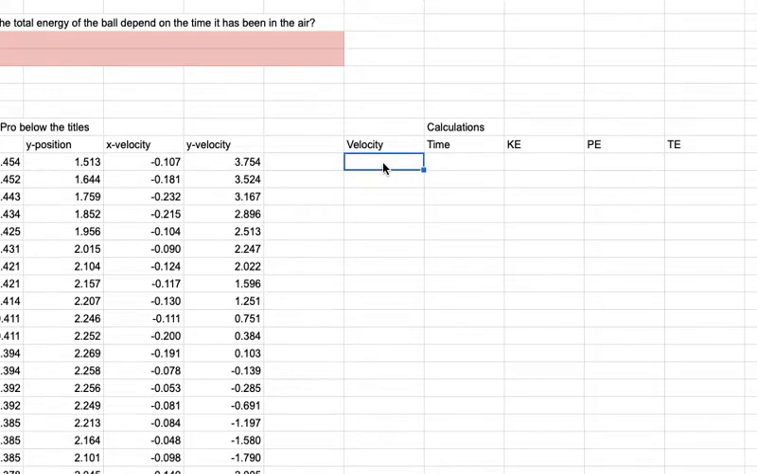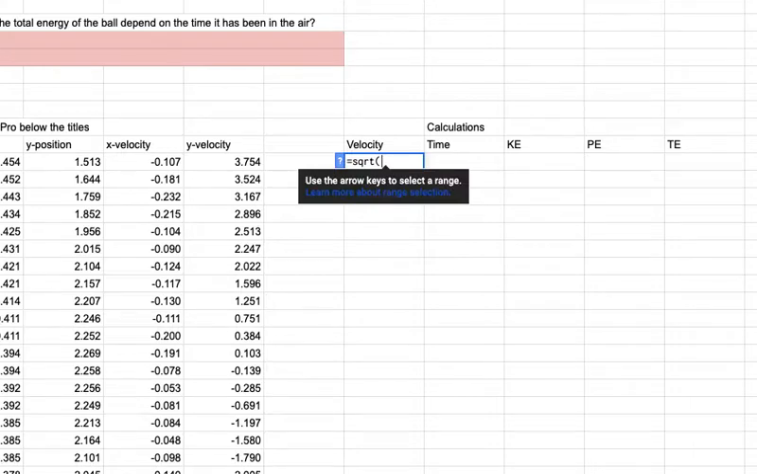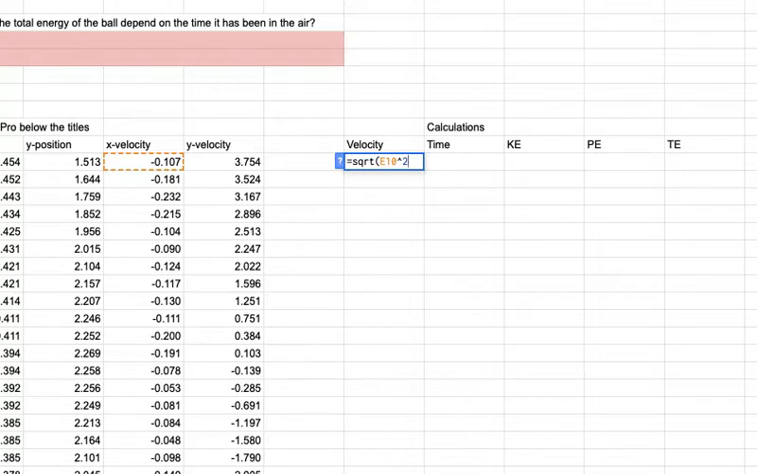So the total velocity is going to equal the square root, I'm going to open some parentheses, and it's going to be the x velocity squared. So that's whatever's in E10 squared, plus the y velocity squared. Then take the square root of that and you'll get the total velocity. And your number might be a little different than mine because I collected my data very hastily.